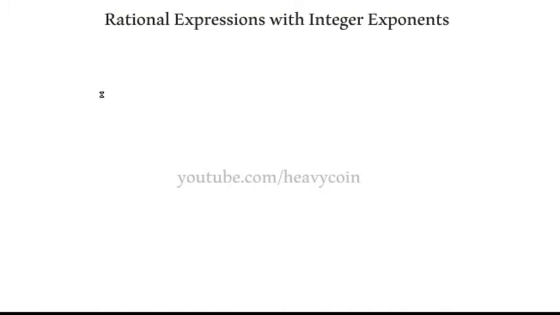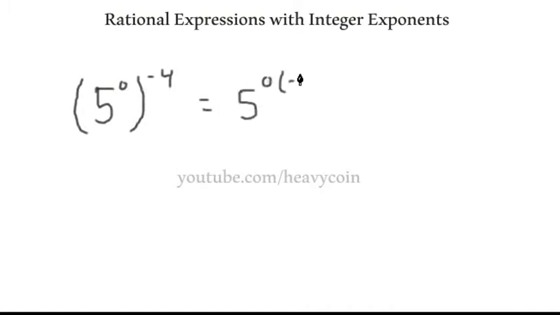Alright, what happens if I had 5 to the 0, and that was all raised to the negative 4? Well, 5 to the 0 is 1, but let's just try it this way. 5 raised to the 0, right, you multiply exponents, but of course 0 times a number is just 0, and a number raised to the 0 is just going to always be 1.